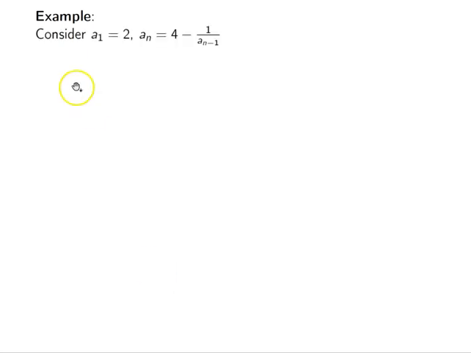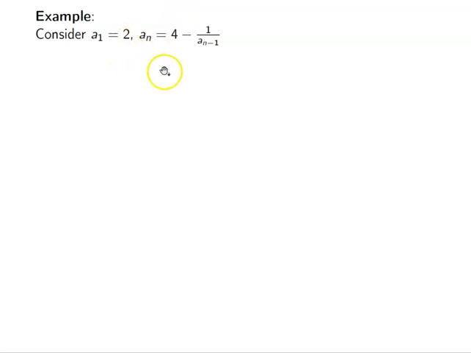Let's do an example. Let's consider the recursive sequence given by a1 is 2 and an being 4 minus 1 over the previous term. When we first did this, we used an plus 1. Here we're using just an, but it's the same thing, right? So this is my first term. My second term, a2, is going to be 4 minus 1 over a1. So my second term would be 4 minus 1 over 2. So 4 minus 1 half is what I would have for my second term.